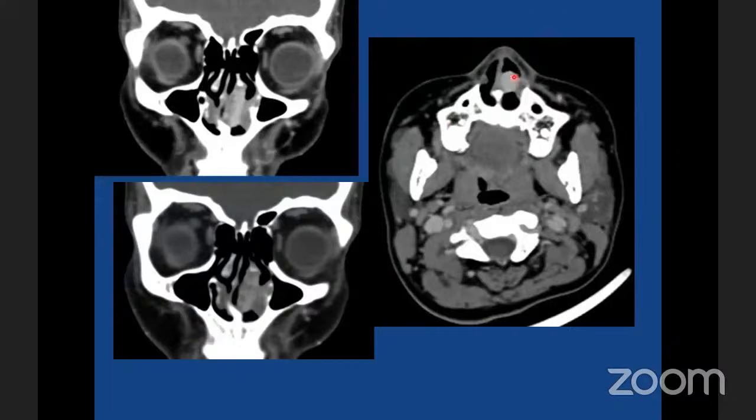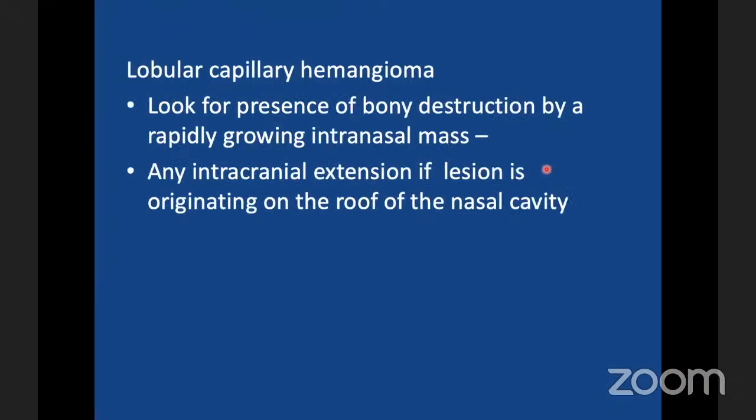Just the delayed images. So this turned out to be an LCH, not Langerhans cell histiocytosis, but lobular capillary hemangioma. So what do you look at? Now, look for presence of bone destruction, if the lesion is rapidly growing. Usually these lesions do not cause bony destruction, but if they are rapidly growing, definitely they cause bony destruction. And if the lesion is at the roof of the nasal cavity, not like this lesion at the middle turbinate, so the mid and inferior part of the nasal cavity, but a similar lesion at the roof of the nasal cavity, then look for any intracranial extension.